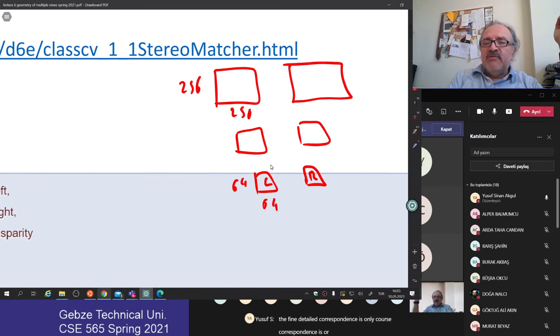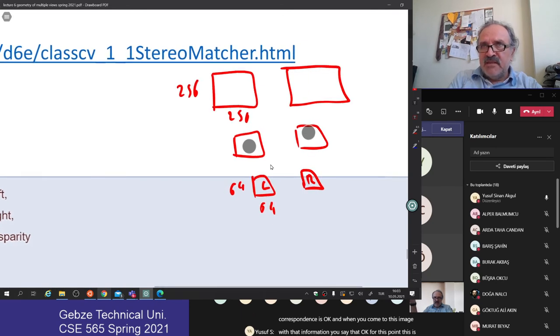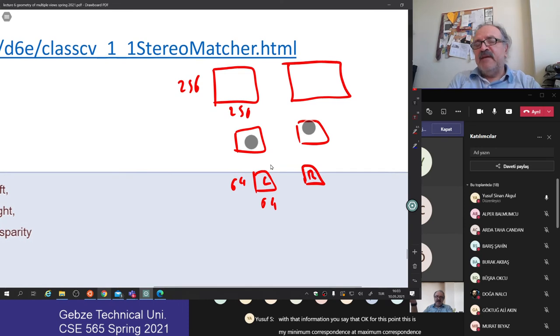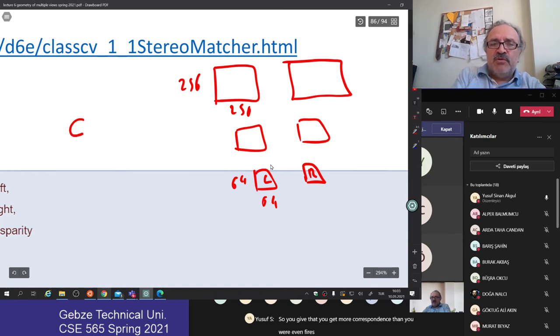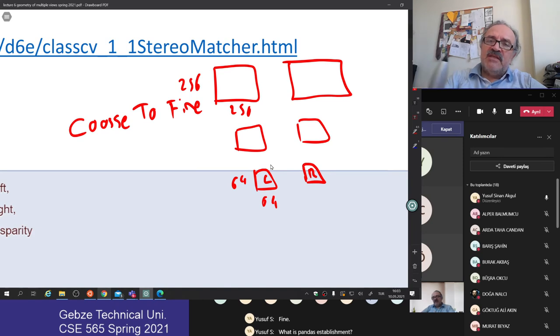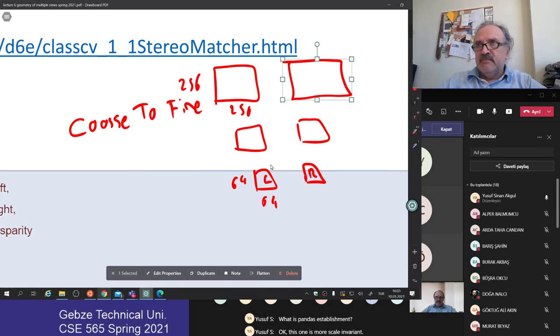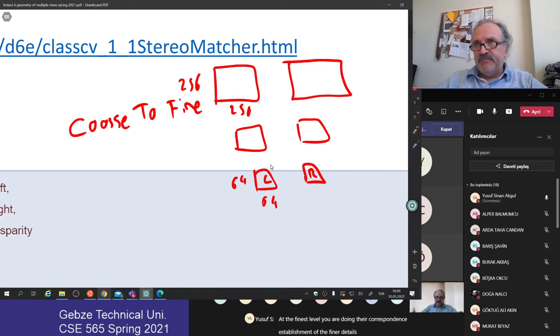And when you come to the next image with that information, you say that for this point, this is my minimum correspondence and maximum correspondence. I'm expecting something between this and that. So you give that, you get more correspondences, and you go even finer. So this is called coarse to fine correspondence establishment. This one is more scale invariant. At the beginning you are doing correspondence of larger objects, not detailed objects, general structure. At the finest level you are doing the correspondence establishment of the finer details.